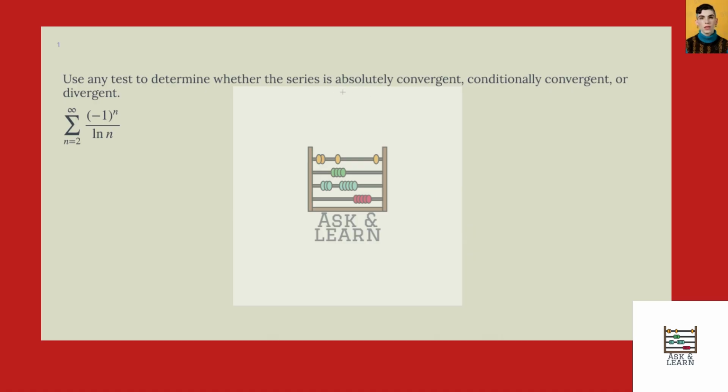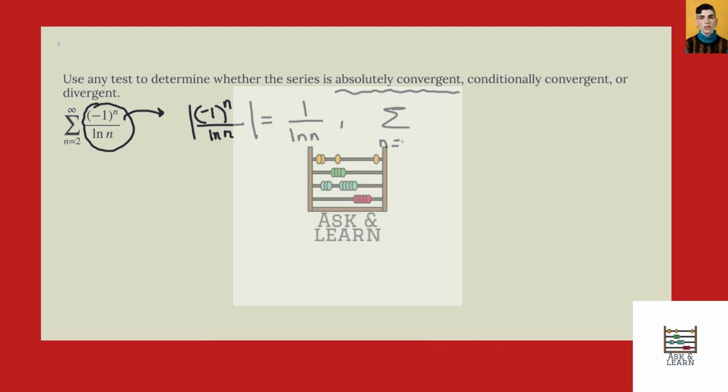Let's first determine whether this series is absolutely convergent. So we'll take the absolute value of this term here. And that leaves us with just 1 over natural log of n. So the question now is whether this new series converges. And so here I would use the comparison test.